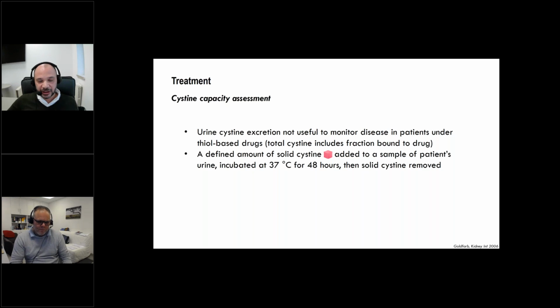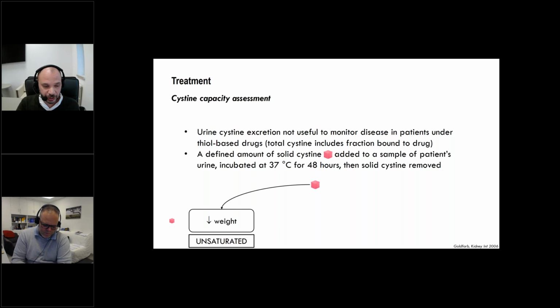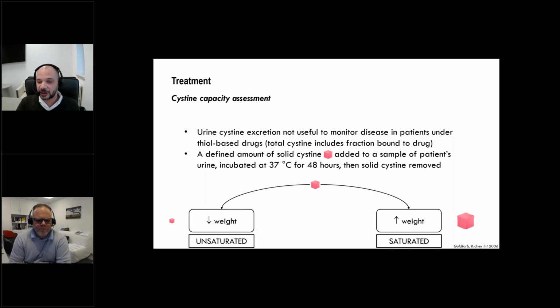There is a possibility, offered however only by a few specialized laboratories, which is based on adding an amount of solid cystine to a sample of the patient's urine, incubating for 48 hours, and then the solid cystine is removed and weighed, similar to what I showed for the supersaturation ratio. If the weight of the solid phase is reduced, it means that the urine is undersaturated for cystine. If the weight increases, it means that the urine is saturated despite treatment with cystine-binding drugs.